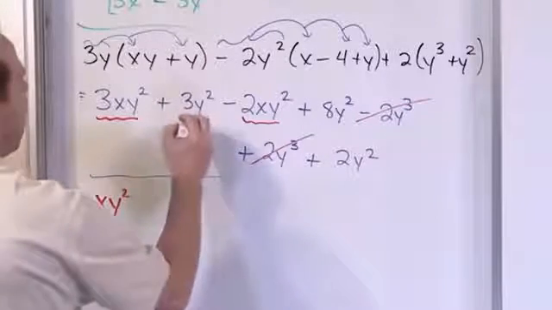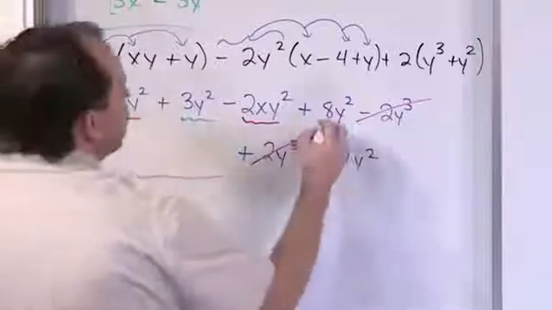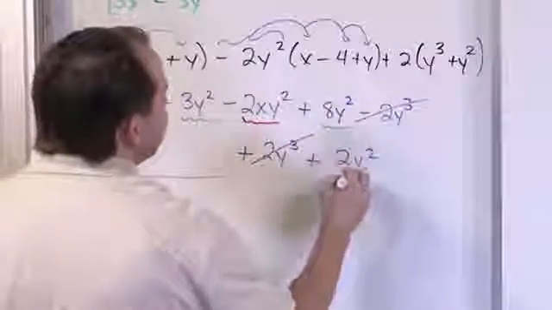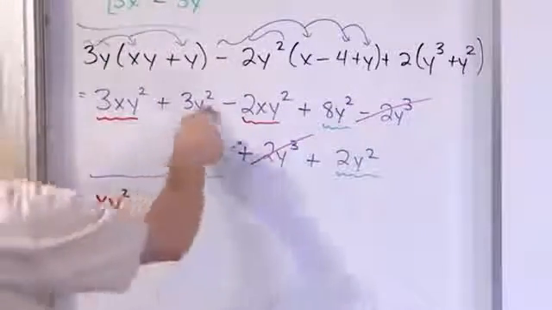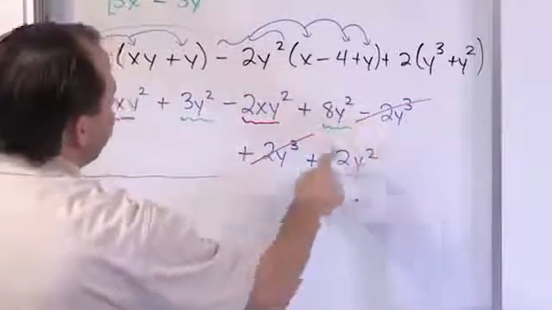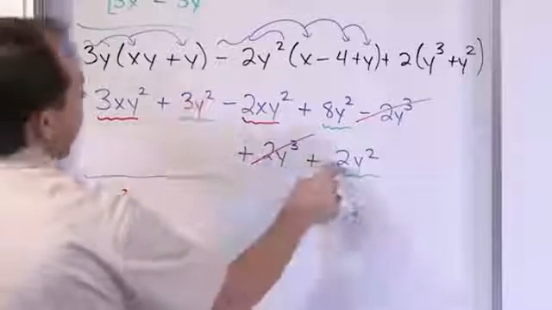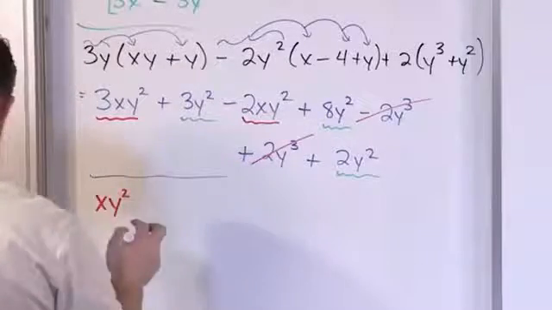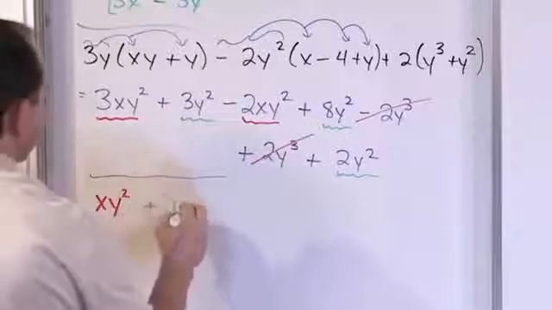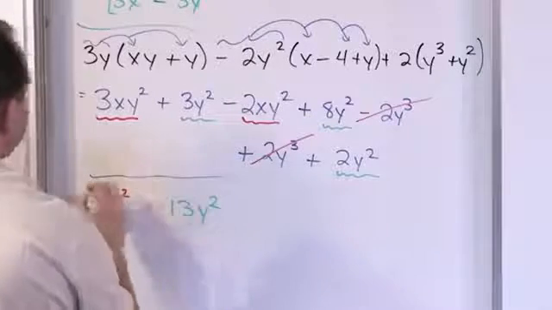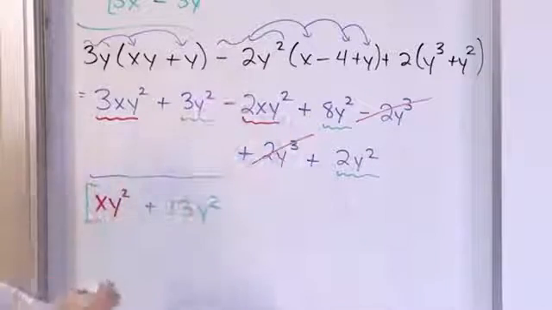All right, and then I have, let me switch colors here. I have a 3 times y squared here, I have an 8 times y squared here, and I have a 2 times y squared here. So this y squared matches this one, which also matches this one. So all three of these are like terms, so I can add them. 8 plus 2 is 10, plus 3 is 13. Times what? Times y squared. Basically it has to match whatever I've been adding up.